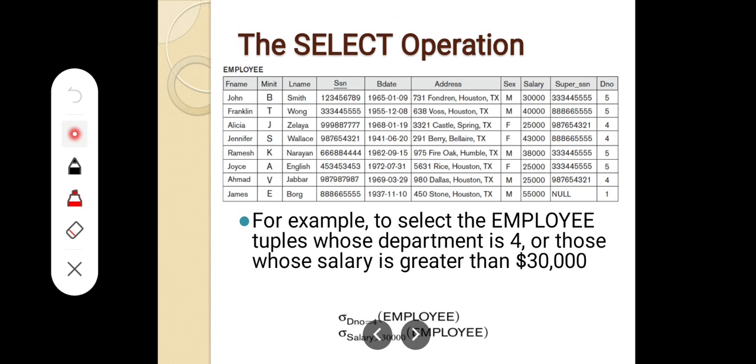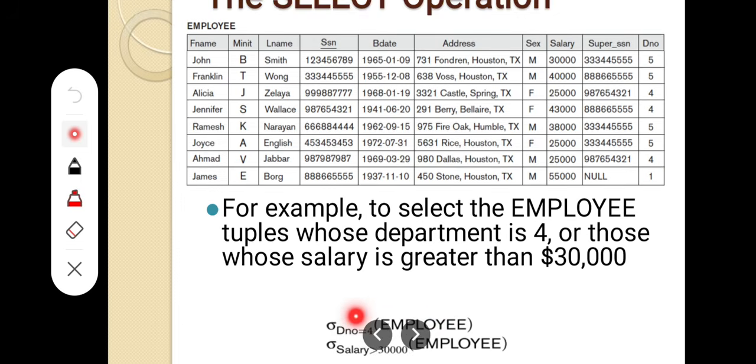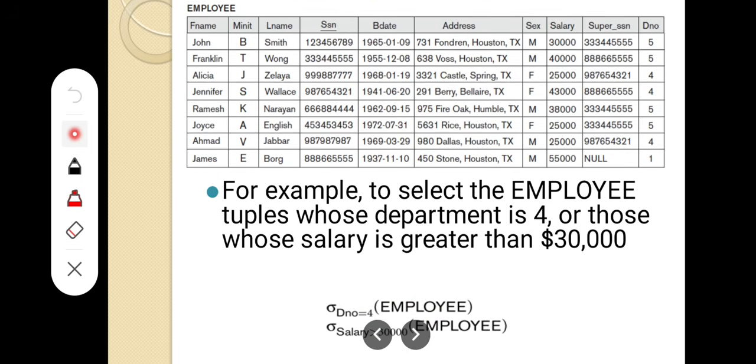Also we are going to select employee details having salary greater than 30,000. So we'll write the query like this: sigma, the first one is what? Sigma D number equal to 4 of employee. What do you mean by that? This is the selection operator and this is the selection condition.